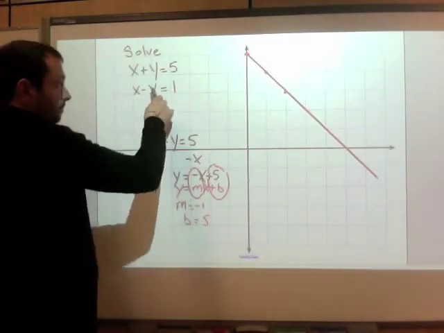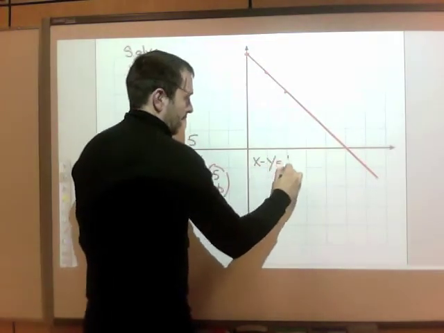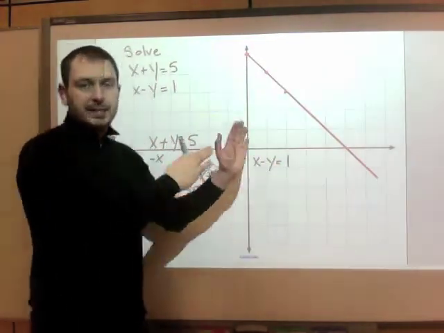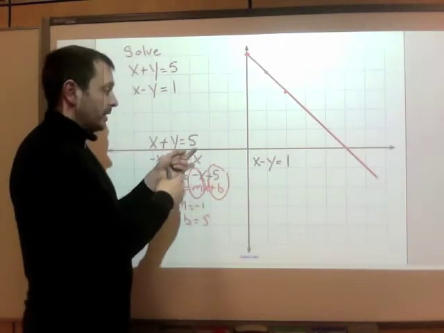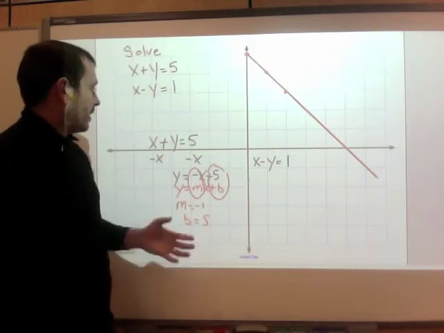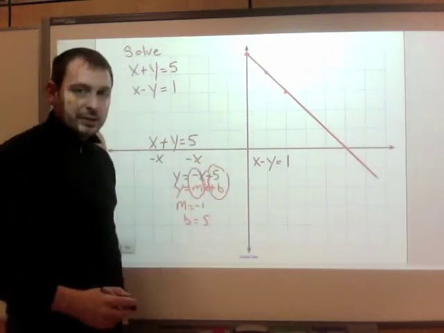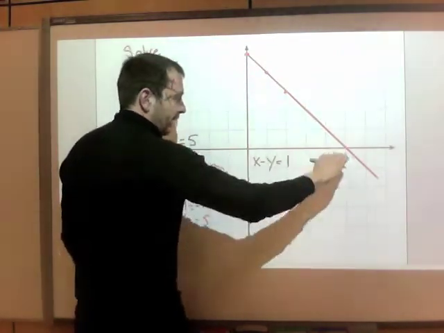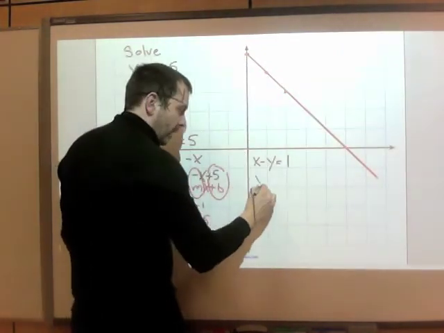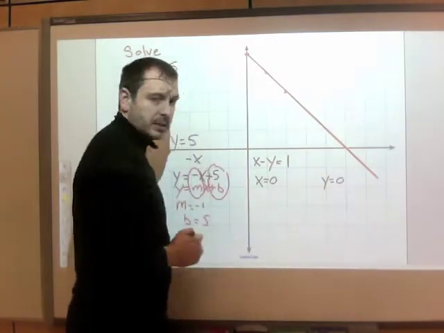Now the other one, x minus y equals 1. I could solve that the same way, or graph it the same way. I could get the y alone and then graph. But I want to show you another way, just in case you're not loving the y equals mx plus b method. Another way to solve this would be to find the intercepts. And the intercepts are where it touches the axis. One way is to find where x equals 0. The other is to find where y equals 0.